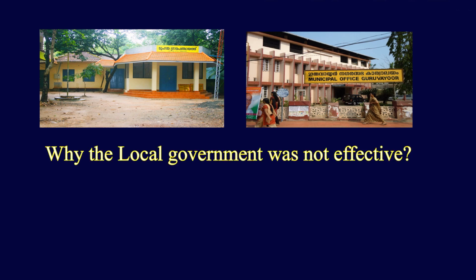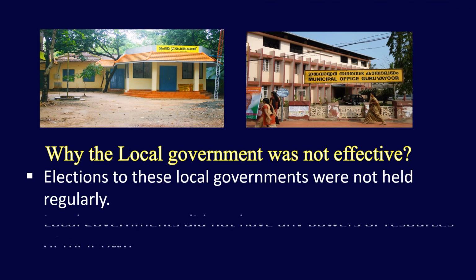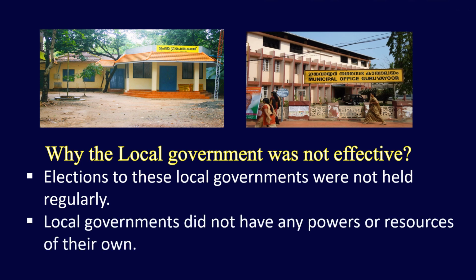So why was the local government not effective in those days? Because elections to these local governments were not held regularly, as the local governments were under the control of state governments. So in some states, elections were conducted regularly, but in some other states, elections were not held regularly. And the second reason why the local government was not effective is that local government did not have any powers or resources of their own. That means for working at the ground level, local governments did not have any financial resources or money.